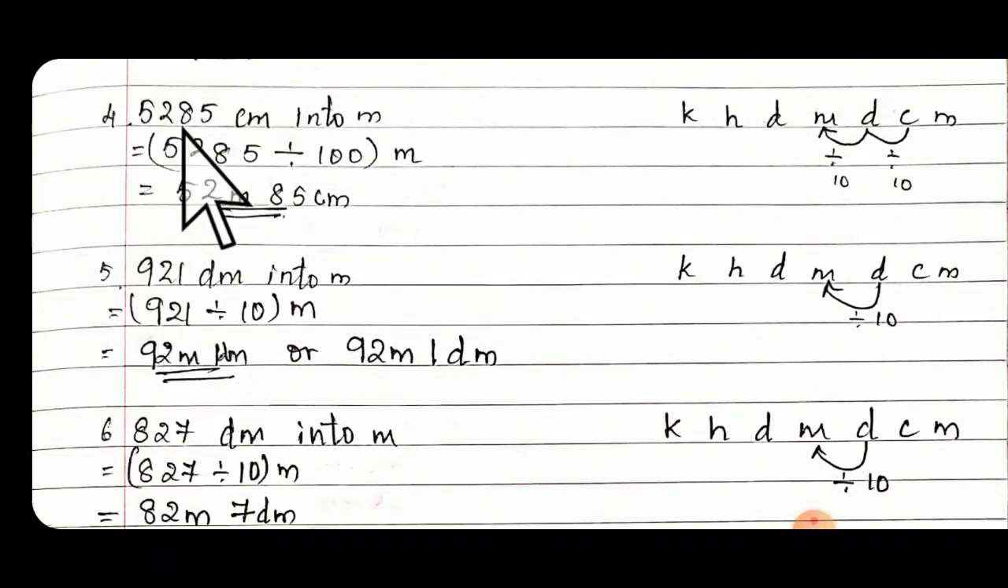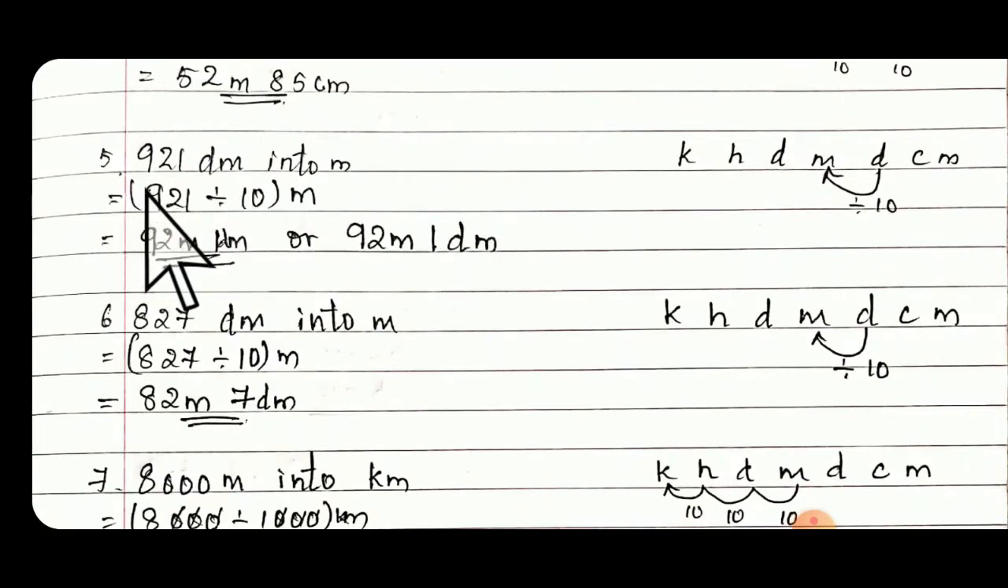Next. 5285 centimeter into meter. See, again, centimeter to meter. Backward by 2 units, divide by 100. So 85 will be in centimeter and 52 will be in meters.